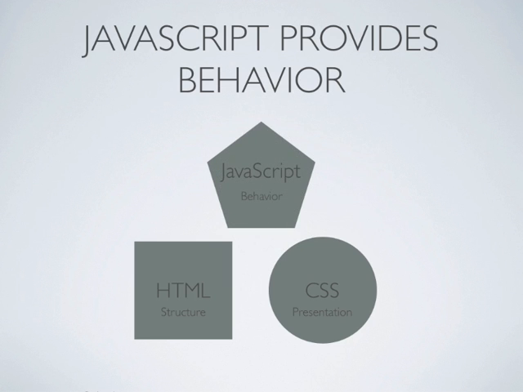JavaScript then steps in as the third of these three technologies, where we can use it to define the behaviors that go along with the content, with the data. Basically anything that HTML and CSS can't do, JavaScript will be able to get done for us on our web pages.